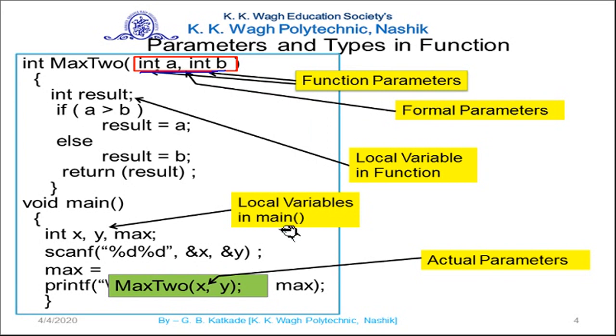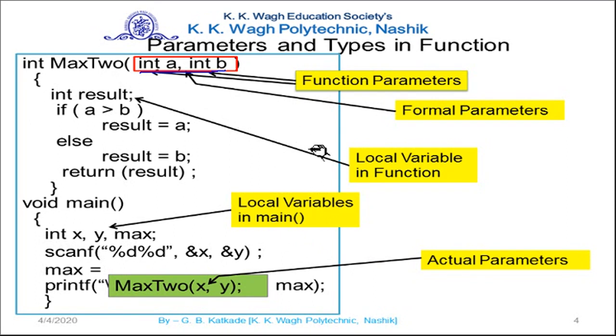At the same time, when you call a function from the main program, max2 is called from here, and the value is assigned to the variable max. The two variables used in main are x and y, and these are called the actual parameters, which are sent from the calling function. The calling function is main and the called function is max2.